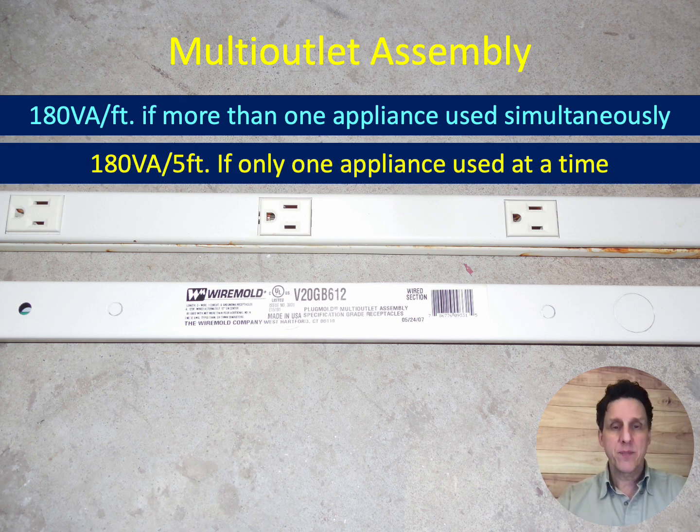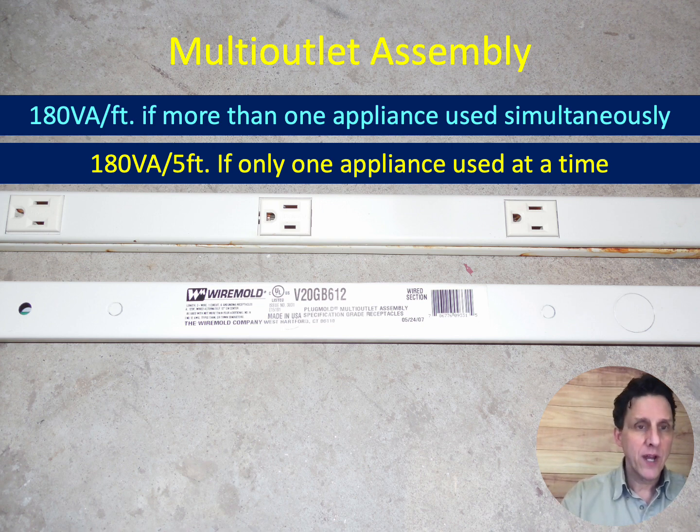And then the other paragraph says, if only one appliance is used at a time, and again, we're talking about appliances, nothing else, not talking about power tools, not talking about lights, appliances. In that case, if it's unlikely that more than one appliance will be used simultaneously, so only one appliance is used at a time, it's 180 volt amps per 5 feet or fraction thereof.